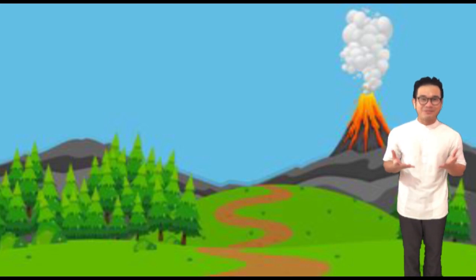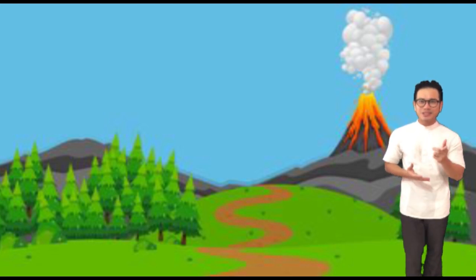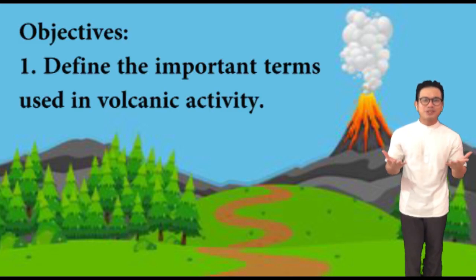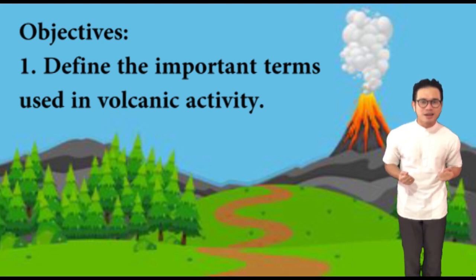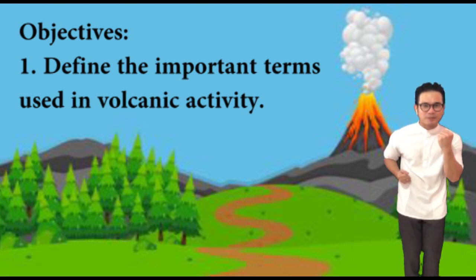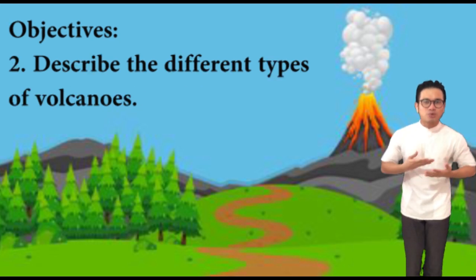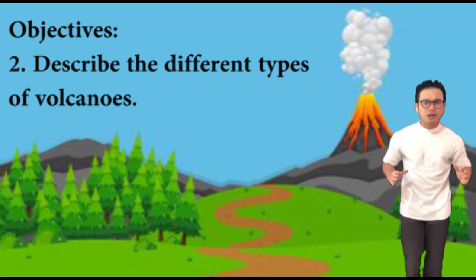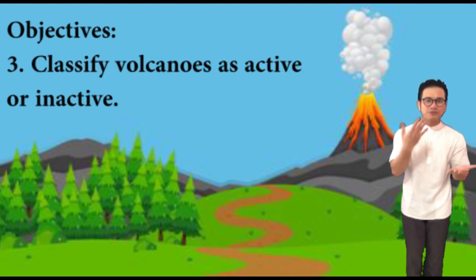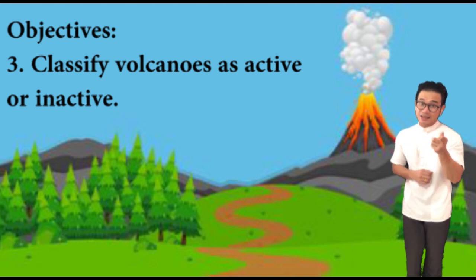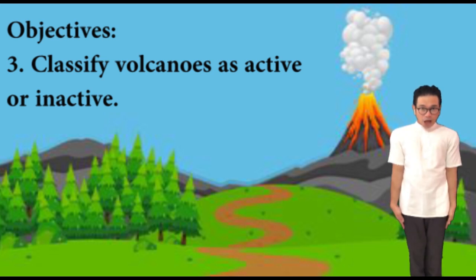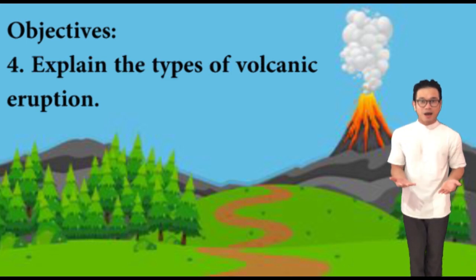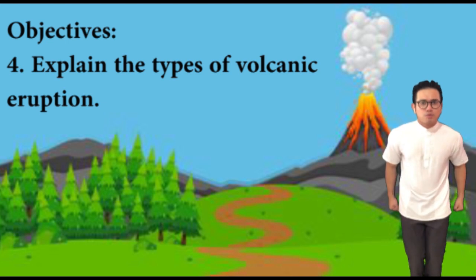Now at the end of this episode, the students should be able to: number 1, define the important terms used in volcanic action; number 2, describe the different types of volcanoes; number 3, classify volcanoes as active or inactive; and lastly, explain the types of volcanic eruption.